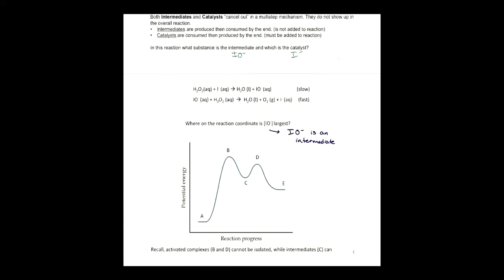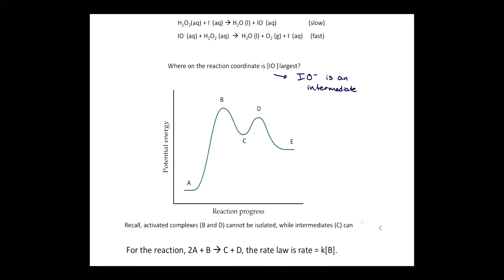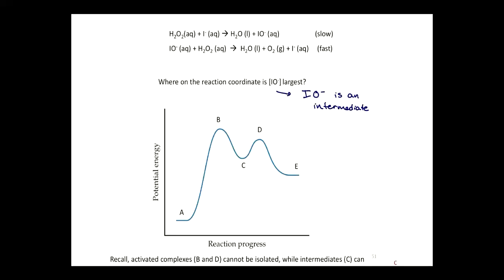All right, so based upon that, let's look at this reaction mechanism. Tell me, based upon this two-step mechanism, where on this reaction coordinate is IO minus concentration the largest? So ask yourself, what is IO minus? If you look at this reaction, it's produced in the first step and then consumed in the second step, all right? It's an intermediate. So where on this reaction coordinate diagram will its concentration be the greatest? Probably right after it's produced, right? So what spot is that?